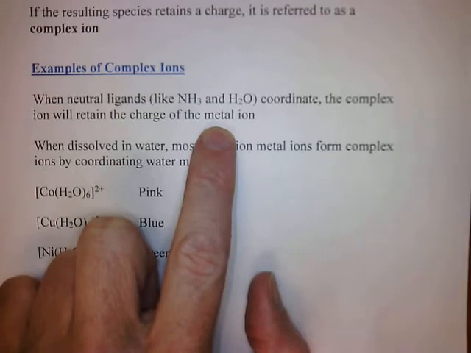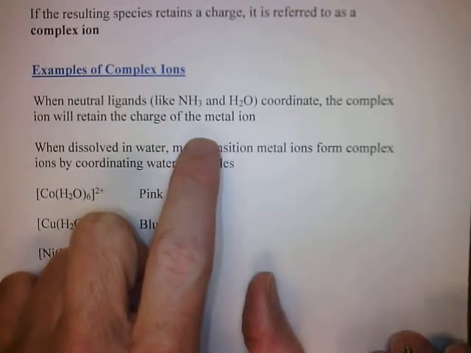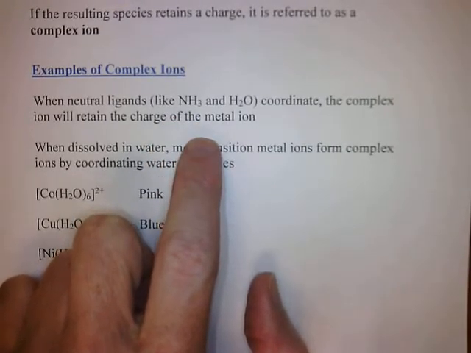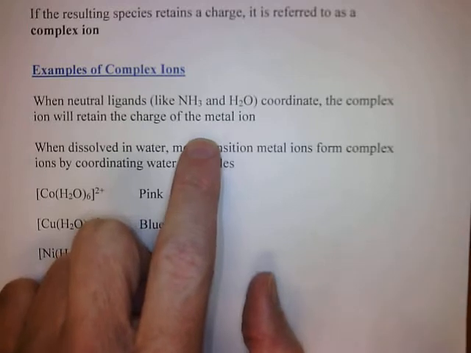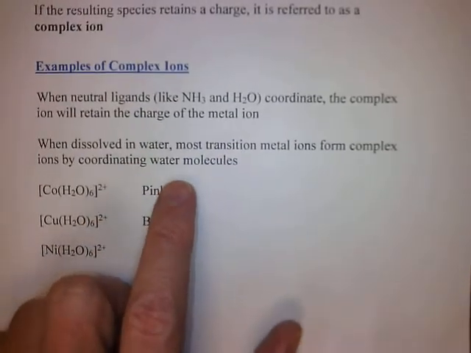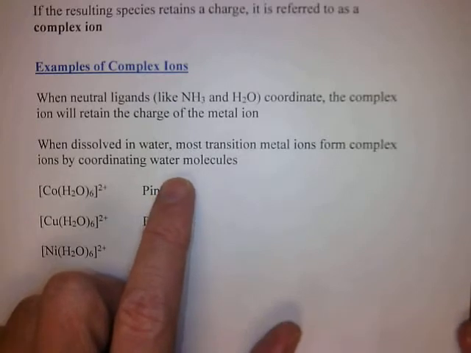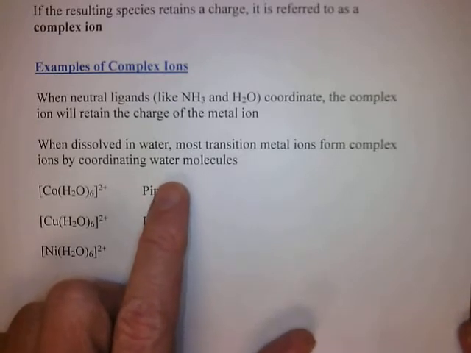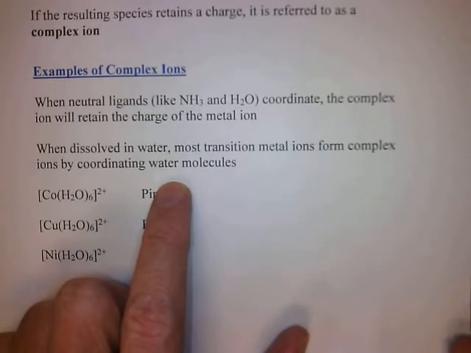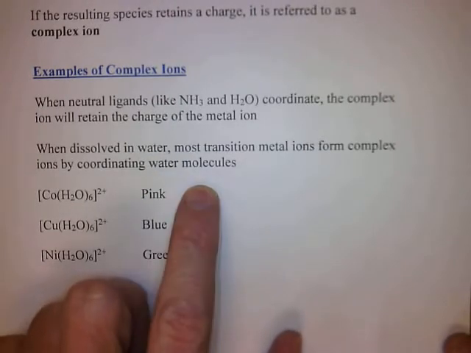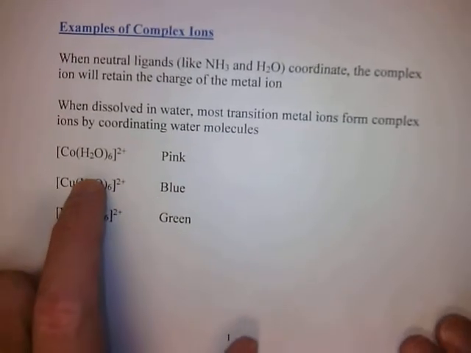So let's say you have a +2 ion and you have waters coordinate to it, or ammonias coordinate to it, and it will retain the charge of the metal. For example, when dissolved in water, most transition metal ions will form complexes by coordinating water molecules.